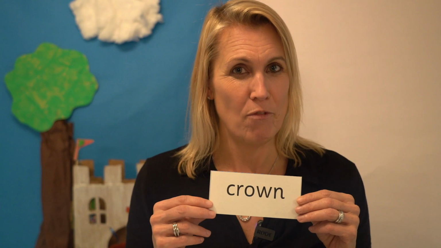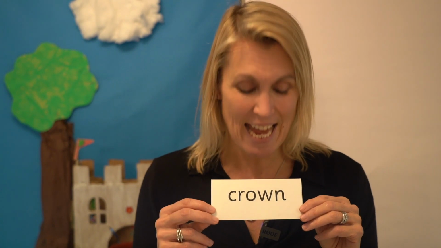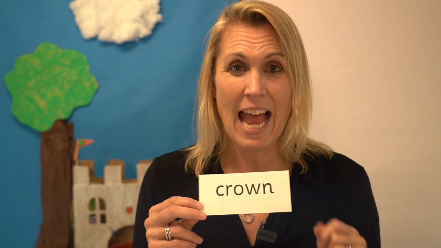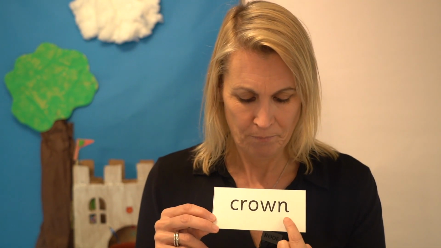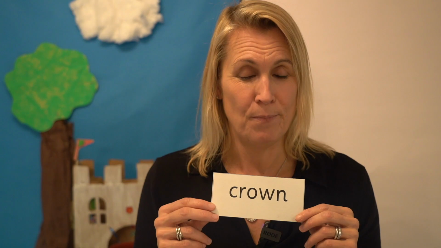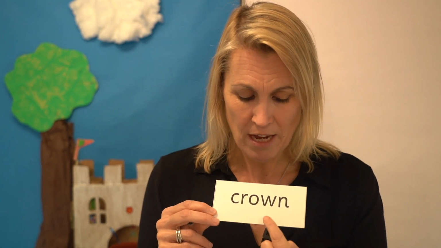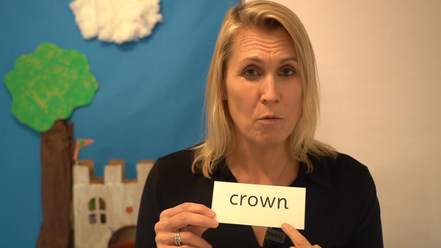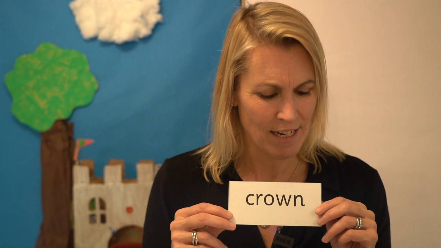Have a look at this one. Can you spot the digraph? Remember digraph, 2 letters, 1 sound. Yes, the digraph is ow. Read each sound, then blend. Point to the picture that matches the word. Ow, crown. Here is the picture of the crown. Did you get it right? Well done.